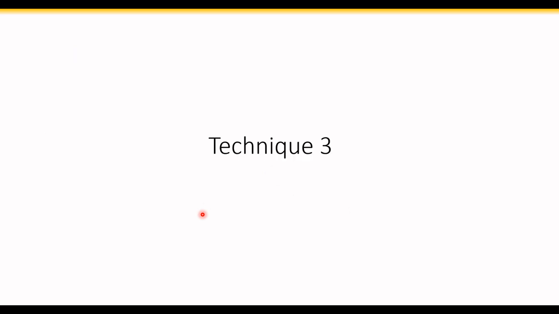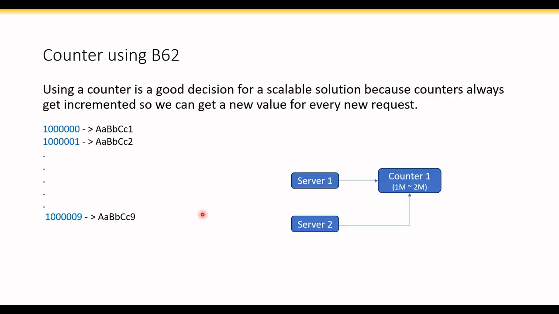So in such a case, we can use the third technique, which works the best, and that is using a counter. It's a good decision for a scalable solution because the counter always gets incremented, so we get a new value for every new request. Here we ensure that every time one of the app servers tries to generate a tiny URL, the counter value, that is the decimal value, will increase, and it will always be guaranteed to generate a unique tiny URL.